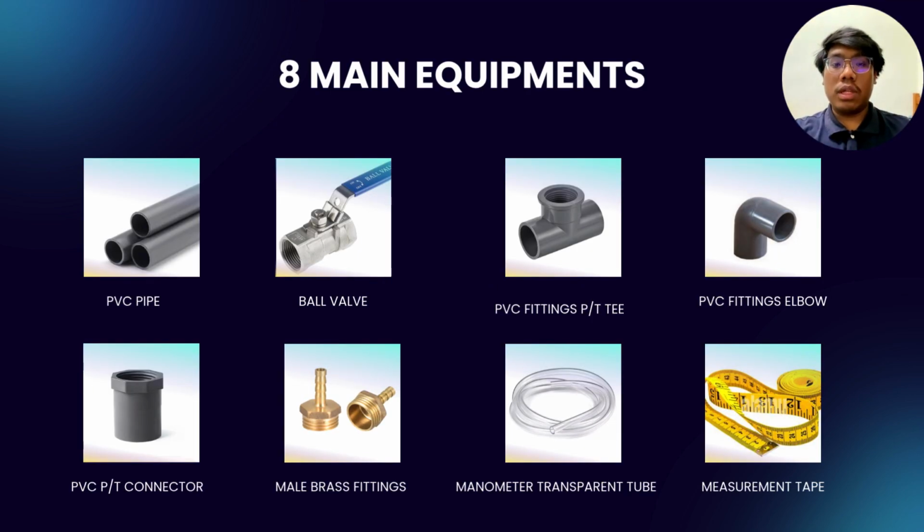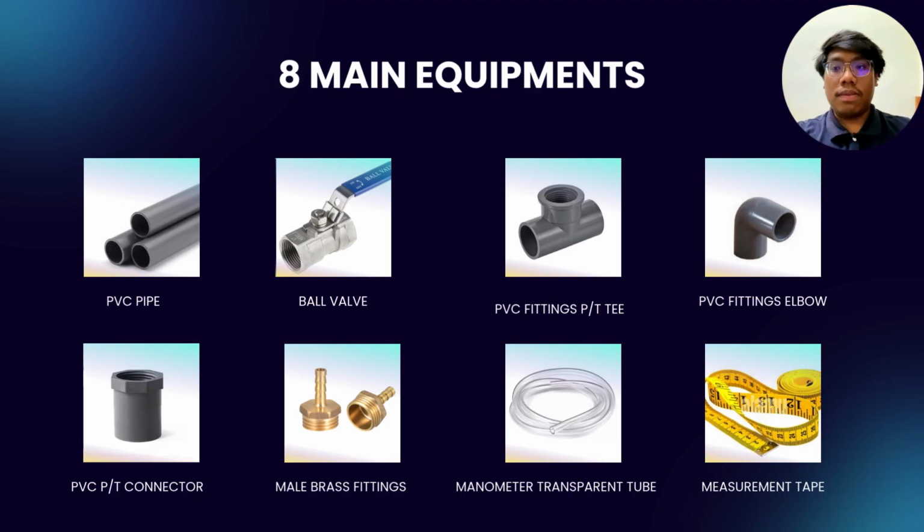Now we move to the methodology. These are the 8 main equipment that we use for our project. First we have the PVC pipe, which is the main conduit for high durability fluid transport. Next we have the ball valve, a quarter turn mechanism used for precise flow control and shut off. And then we have the PVC tee, a T-shaped junction used to split or combine the fluid line.